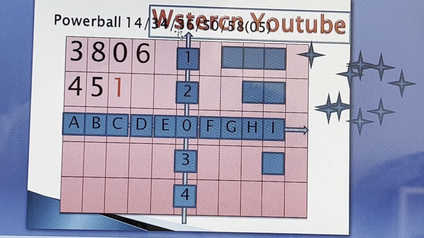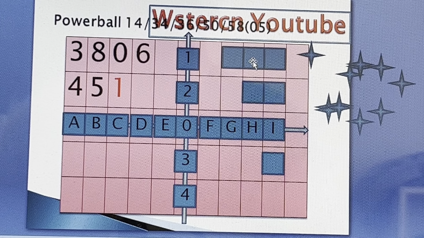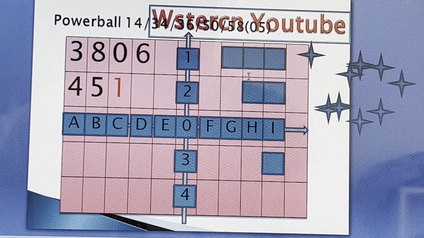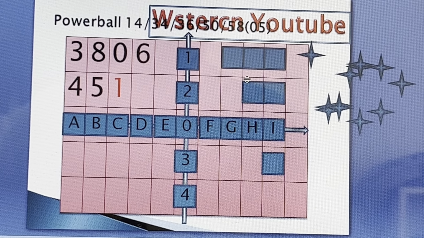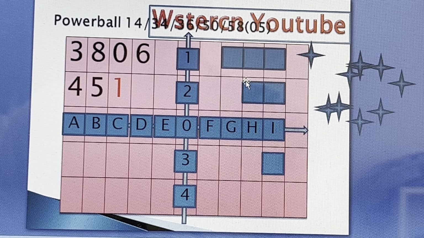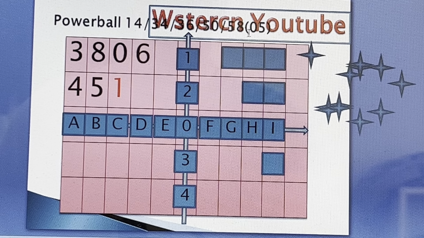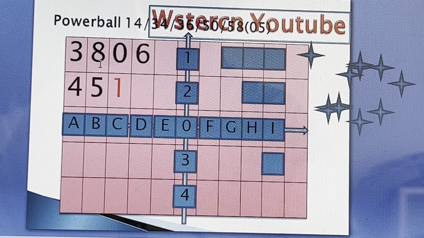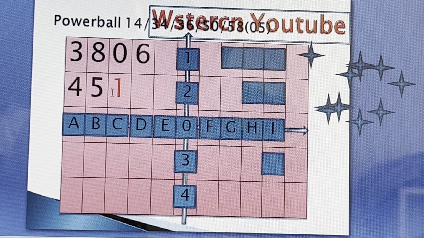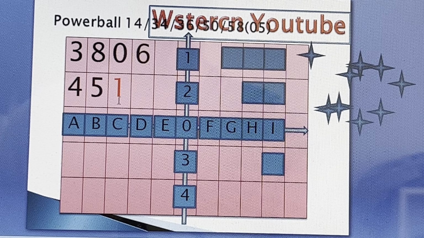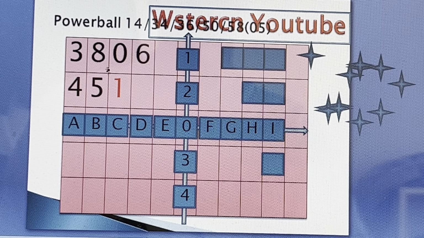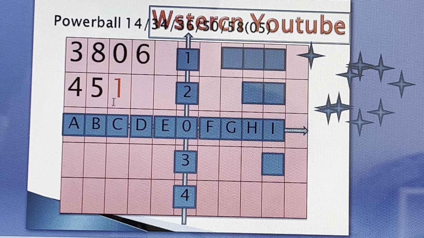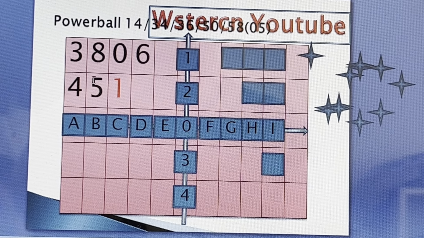Powerball, look at the Powerball: 14, 34, 36, 50, 58, and 05. If you look at the Powerball drawing, we have to look at these coordinates right down there. You want 8 to be in the middle because you can block out 83, 80, 84, 85, and 81. Right, you want to block that out. So you want to block out the corners as much as possible by putting the 8 in the middle.